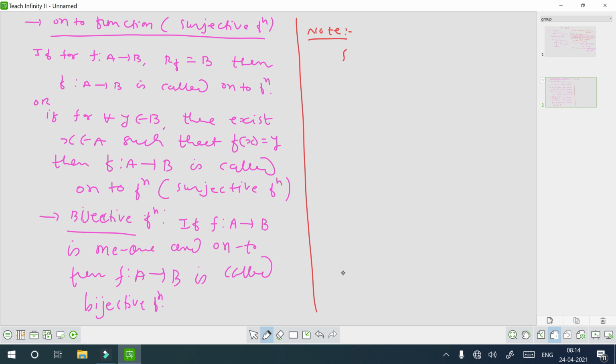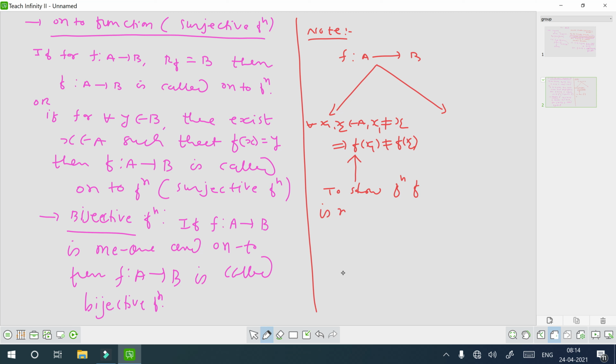Here, f from A to B function is given to us. We already seen two ways. For all x1, x2 belongs to A, x1 not equal to x2 implies f(x1) not equal to f(x2). We are going to use this definition to show function f is not 1, 1.